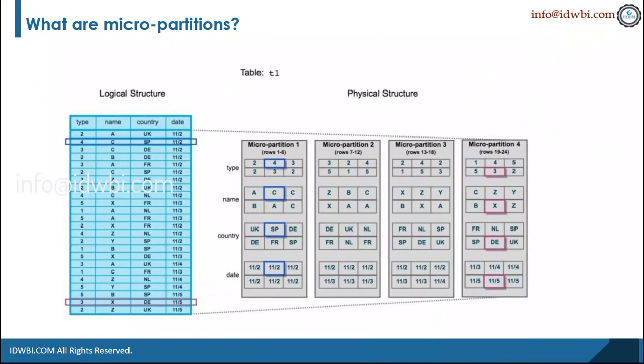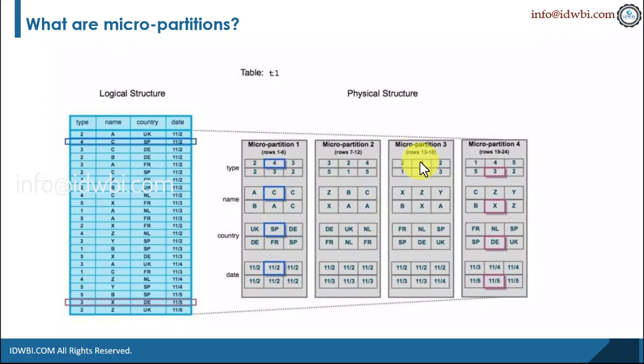So you might have seen this image on the left side. This is how you see the table content on Snowflake. This is the logical structure. And you could see there are four different micro-partitions. Again, remember, each partition could be 50 to 500 MB of uncompressed data. There are 24 rows in these columns, which are type, name, country, and date. And two specific rows of data have been highlighted, 2 and 23.